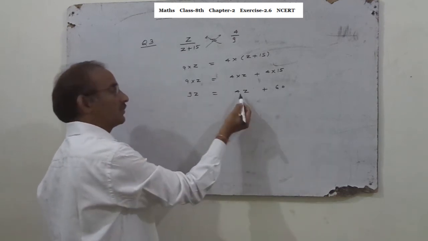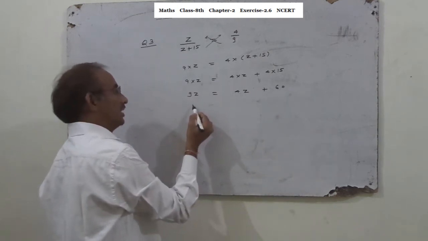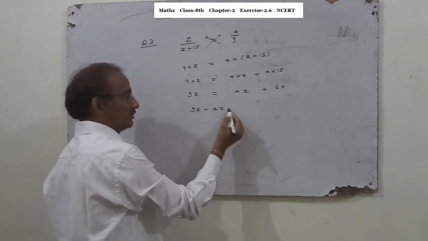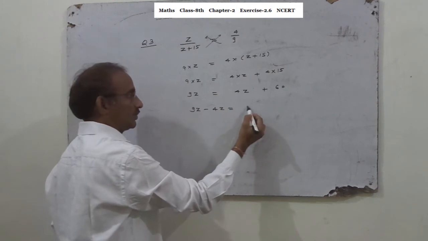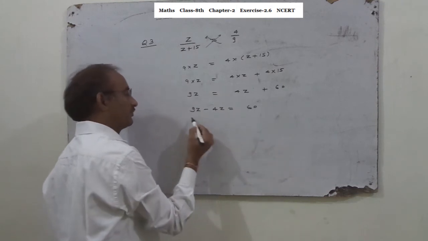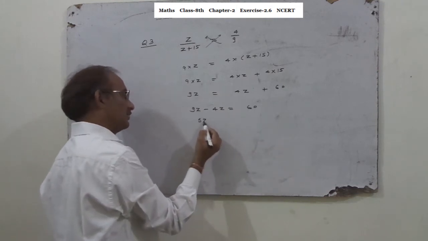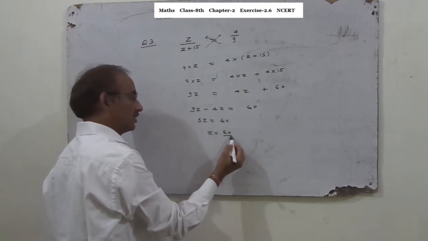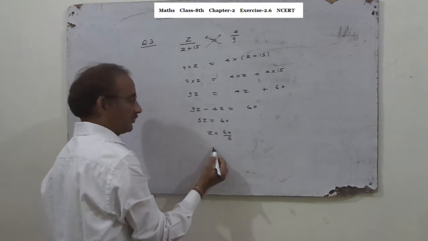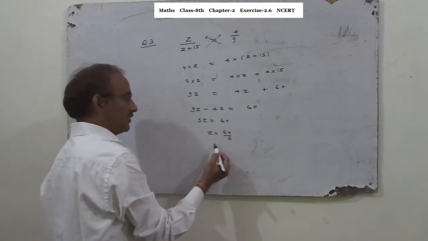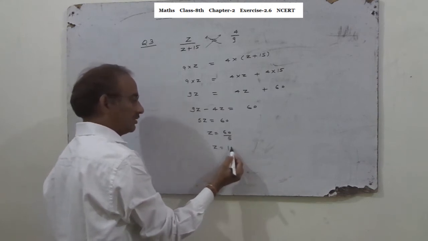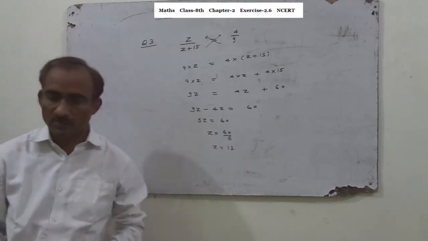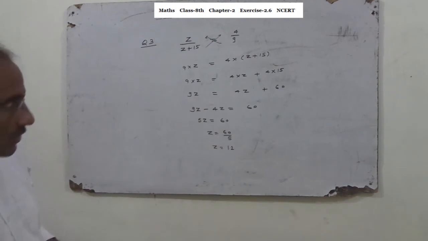Now subtracting 4z from 9z, we have 9z minus 4z equals 60. So it will be 5z equals 60 and z equal 60 upon 5. Dividing 60 by 5, we get z equal 12. So this is our answer. Now come to the question number 4.